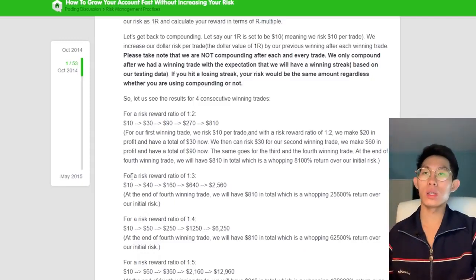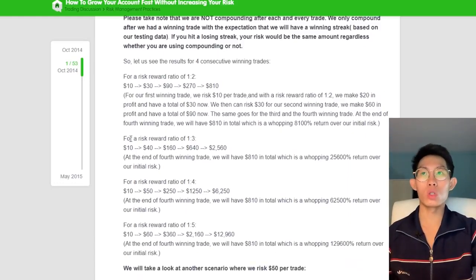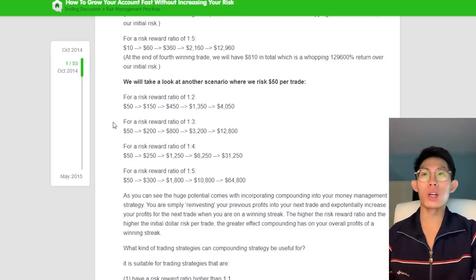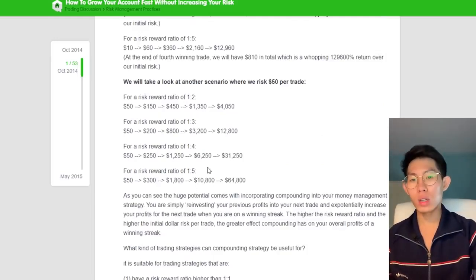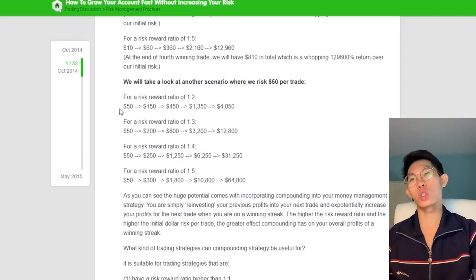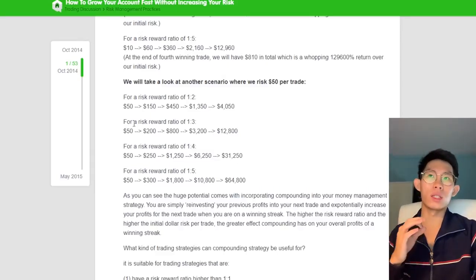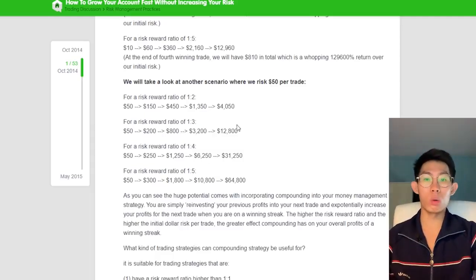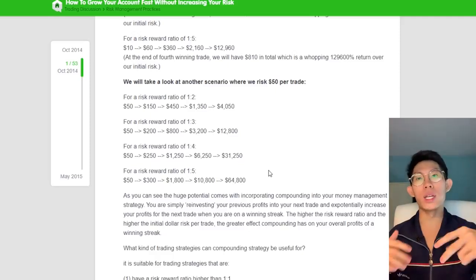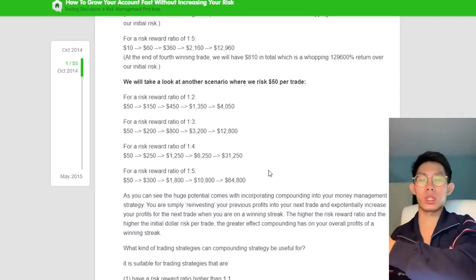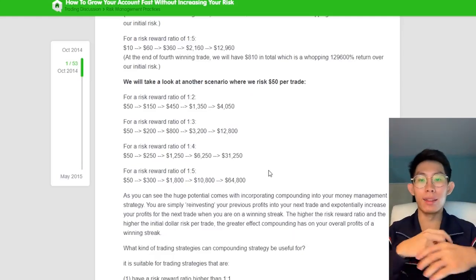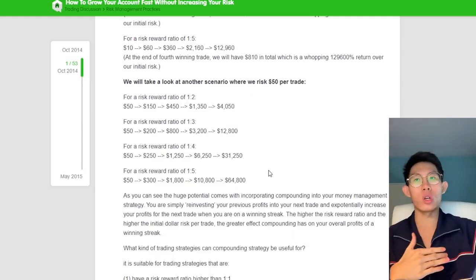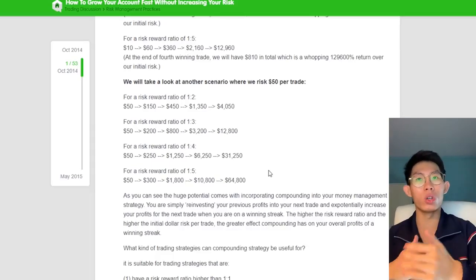As you can see over here, the higher the risk to reward ratio, 1:3, the higher the amount of profits you're gonna get. So you can see over here, that's another example where instead of $10, you risk $50 on each trade. And you can see how with a mere risk to reward ratio of 1:3, the account eventually compounds to over $12,000 just by reinvesting your previous profits into your next trade. And this just exponentially increases your profits for the next trade when you're on your winning streak.